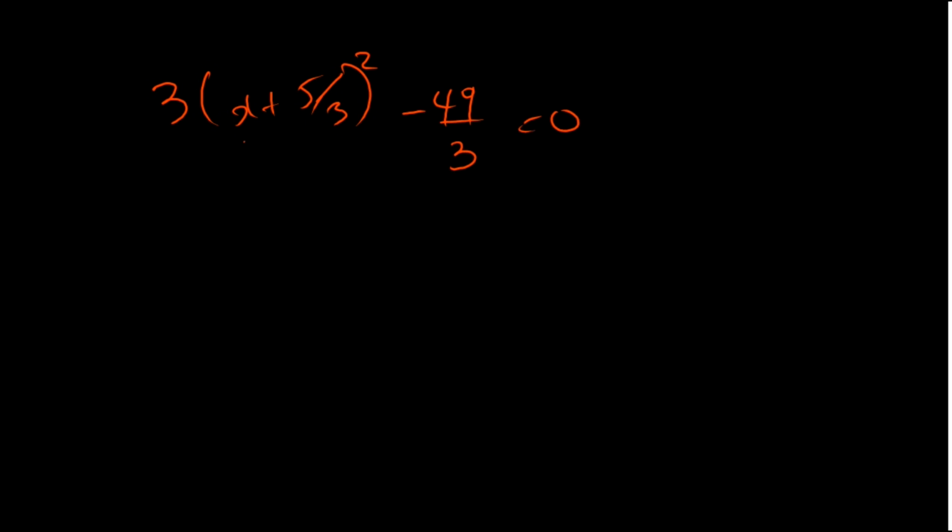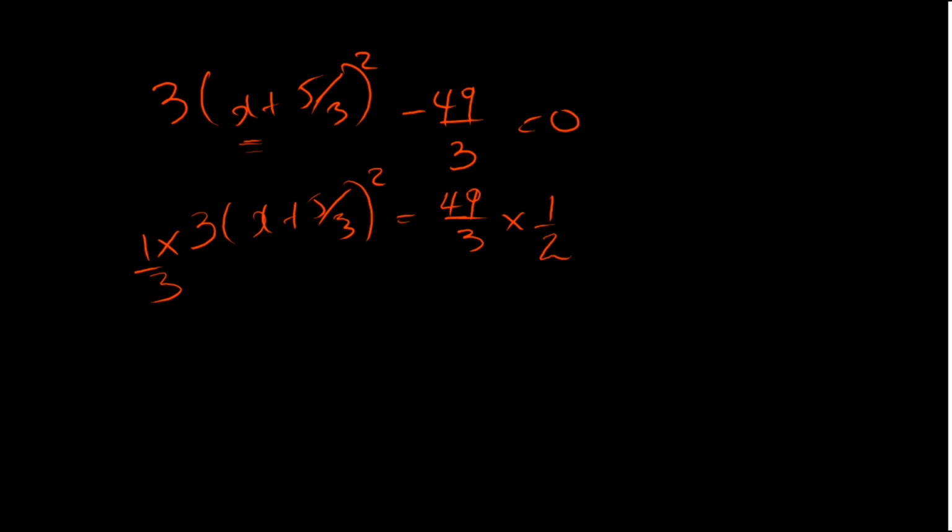Now, from here, we're going to transpose for x, or we're going to make x the subject of the formula. So how do we do that? We realize that we have 49 over 3 being subtracted here. So in order to balance the equation, we're going to do what? Add 49 over 3 to both sides. So now we have 3 times x plus 5 over 3 squared will be equal to 49 over 3. Next step, we want to get rid of this 3 or simplify this 3. So we're going to multiply both sides by 1/3.